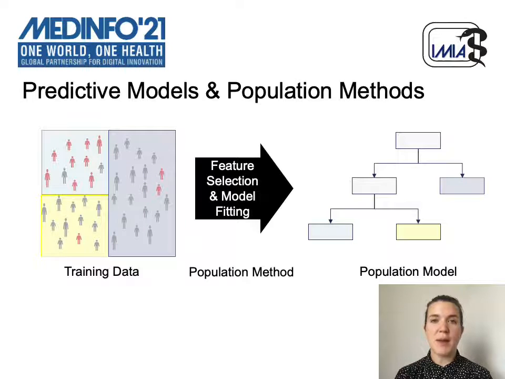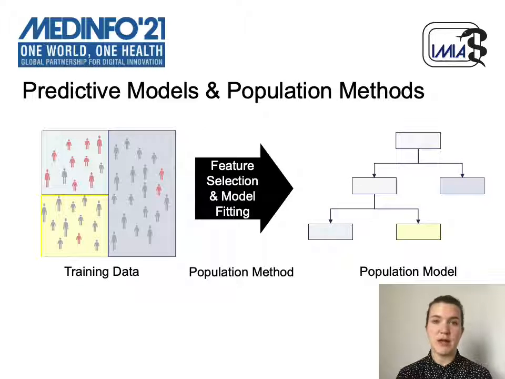And so here we see a population model that's a decision tree that partitions the training data set into groups of patients that have a similar type of outcome. Again, this is optimized to predict well on average for members of this population, but it doesn't guarantee optimal predictive performance for every member of the population.